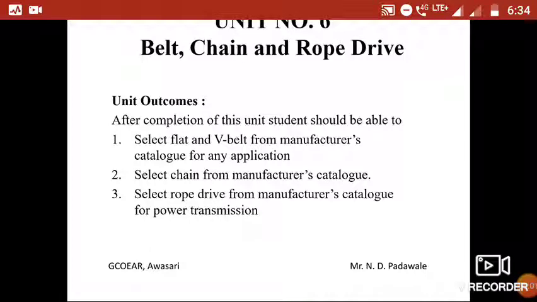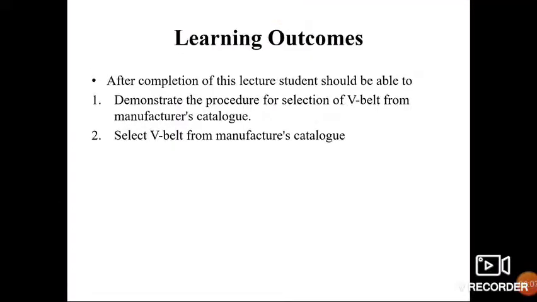Hello learners. In the last lecture we have seen selection of a flat belt from the manufacturing catalog and one example on it. In this lecture, the learning outcome is that we should be able to demonstrate the procedure of selecting a wheel belt from the manufacturing catalog and select a wheel belt from the manufacturing catalog for one example.